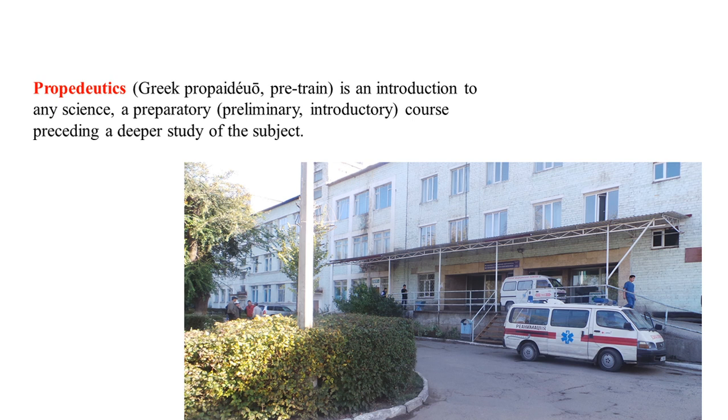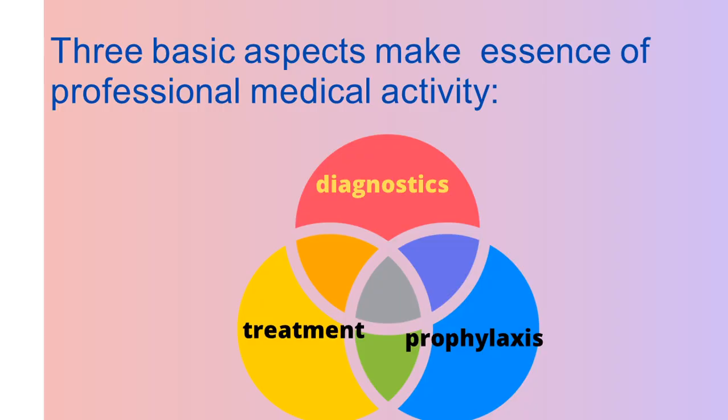What is propedeutics? Propedeutics, from Greek translated, is an introduction to any science. For example, propedeutics of internal disease means a preliminary introductory course preceding a deeper study of internal disease. Three basic aspects make up professional medical activity: diagnosis, treatment, prophylaxis. On the third course level, we will pay attention to diagnosis. We will study how to put the diagnosis and how to prove the diagnosis. Fourth and fifth course levels take you further into the treatment and prophylaxis of diseases.